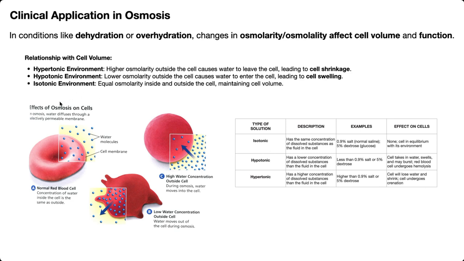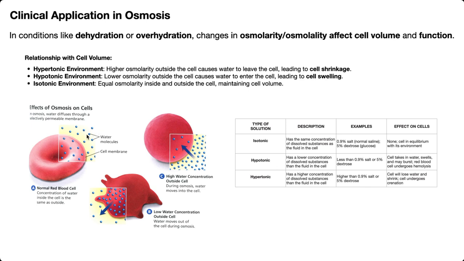So now let's look at how this environment will impact the volume of the cell. First here we're looking at a normal red blood cell. This is representing an isotonic environment. These are all little water molecules. There's water molecules on the outside and there's water molecules on the inside. And here's your cell membrane.